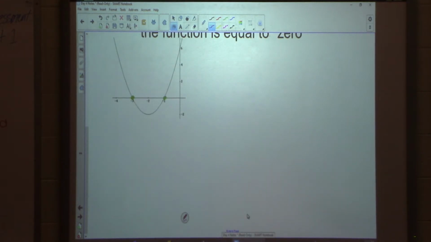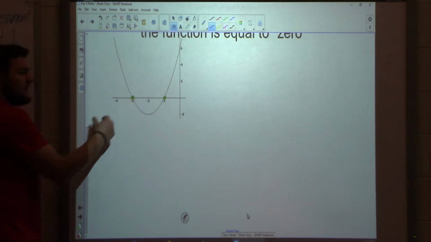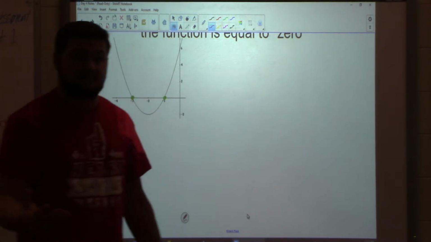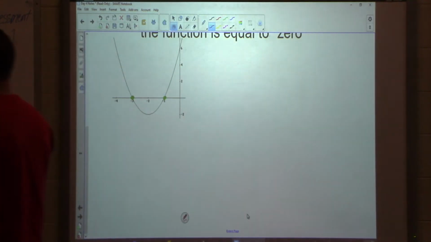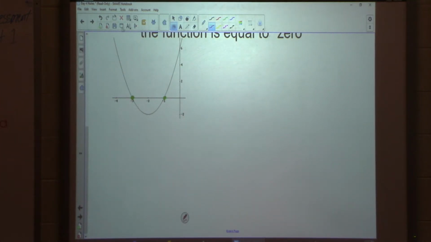So my solutions would be at -1 and -3, where it hits the x-axis, right? So I have 2 solutions. Well, let's think about it then.